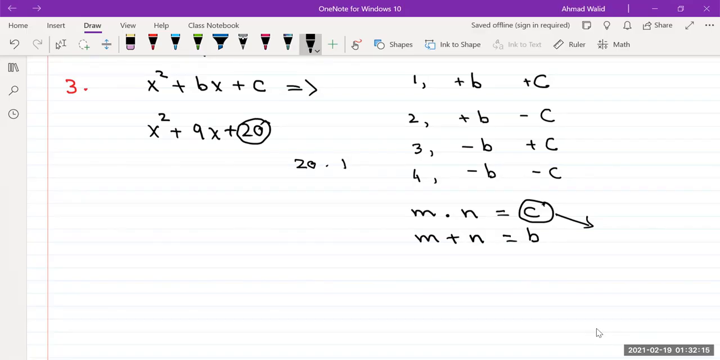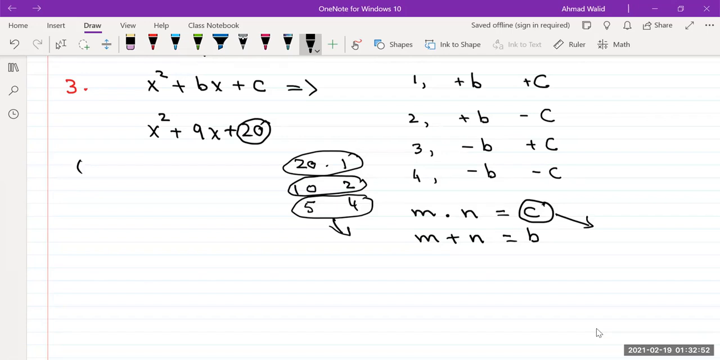20 times 1 gives you 20. 2 times 10 gives you 20. 4 times 5 gives you 20. These are the possible factors of 20, right? Now look, which pair, if you multiply, gives you 20? Of course, all of them, when you multiply, give you 20. When you add, which pair gives you 9? Definitely this one, 5 and 4.